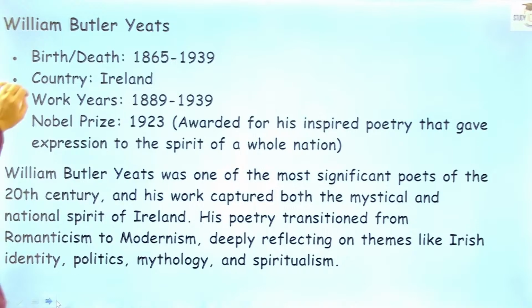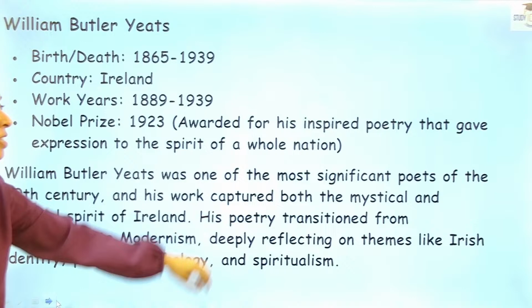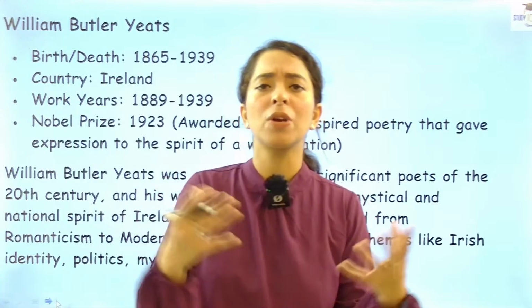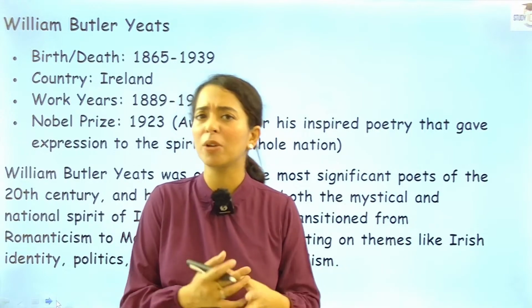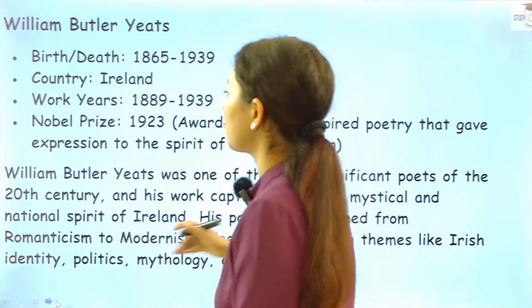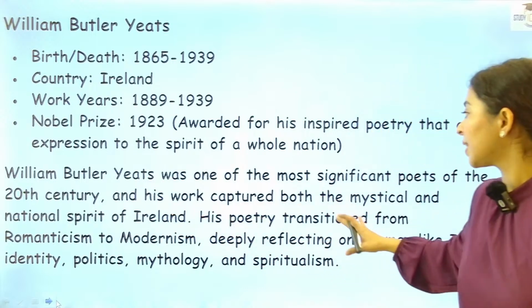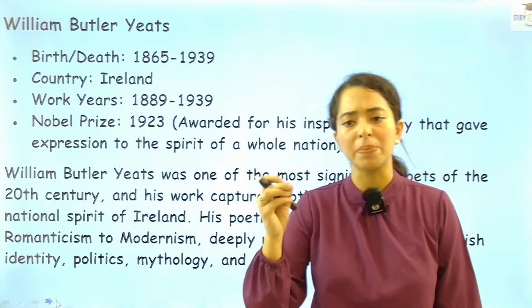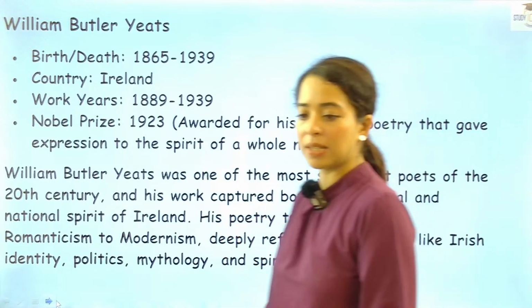William Butler Yeats, birth and death 1865 to 1939, country Ireland. When did he win the Nobel Prize? 1923, awarded for his inspired poetry that gave expression to the spirit of the whole nation. Very, very famous. W.B. Yeats's fame was at a very different level when he got the Nobel Prize, because he was a prolific writer. William Butler Yeats was one of the most significant poets of the 20th century, and his work captured both the mystical and the national spirit of Ireland. Ireland's most important poet, he is called till now. His poetry transitioned from romanticism to modernism and so on.